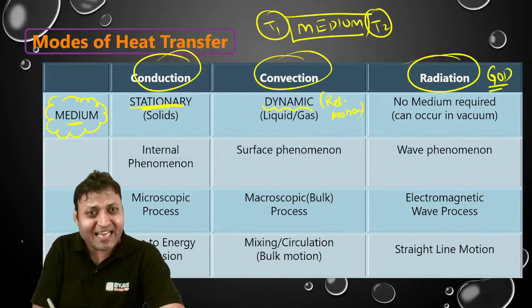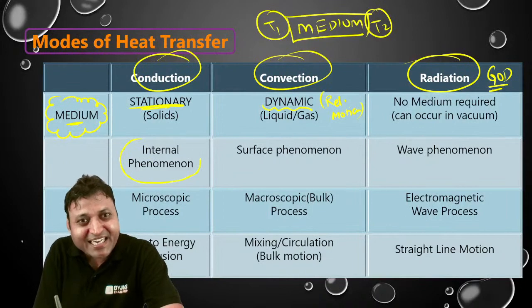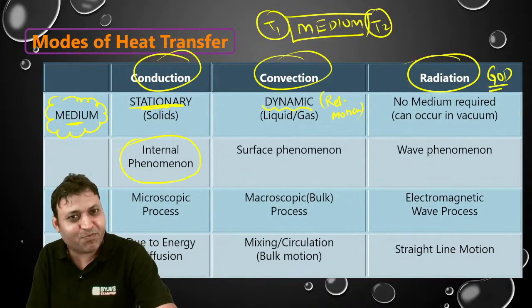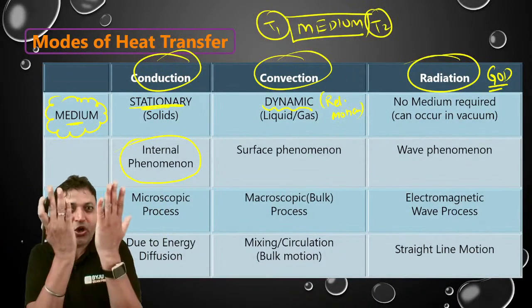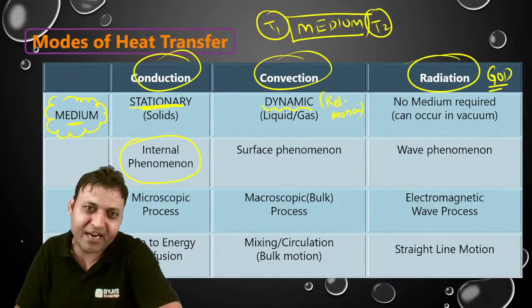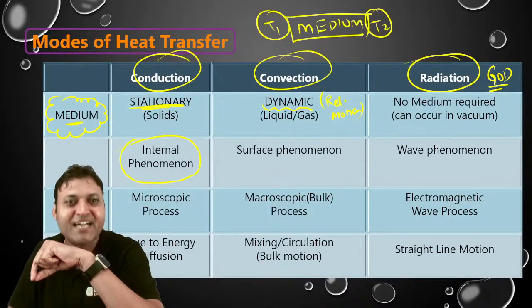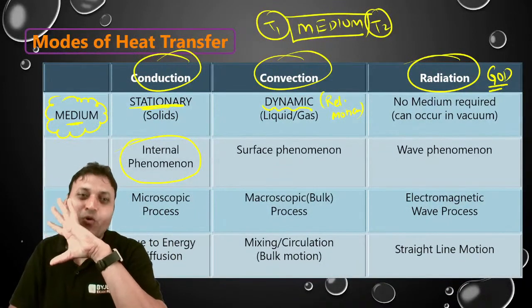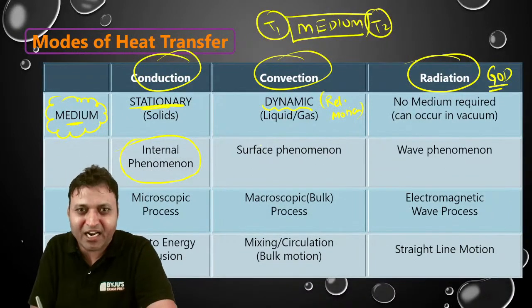And the next difference between conduction, convection, and radiation is that conduction is an internal phenomenon. It takes place inside the solid, or when there are two solids in physical contact. That is why it is called an internal phenomenon. It is taking place inside the medium, so we cannot visualize it. Conduction cannot be visualized because it is an internal phenomenon.